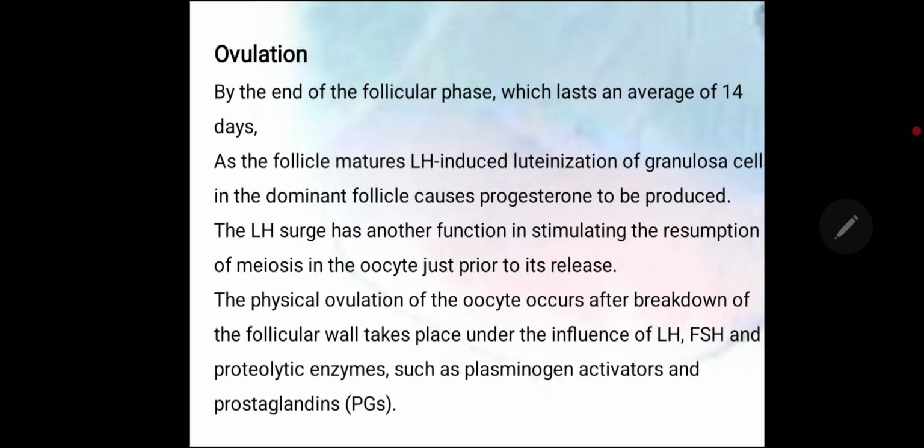and proteolytic enzymes. Examples of these enzymes are plasminogen activators and prostaglandin. So, drugs that affect plasminogen activator activity or prostaglandin production can also affect ovulation, can inhibit ovulation, causing luteinized unruptured follicle syndrome.